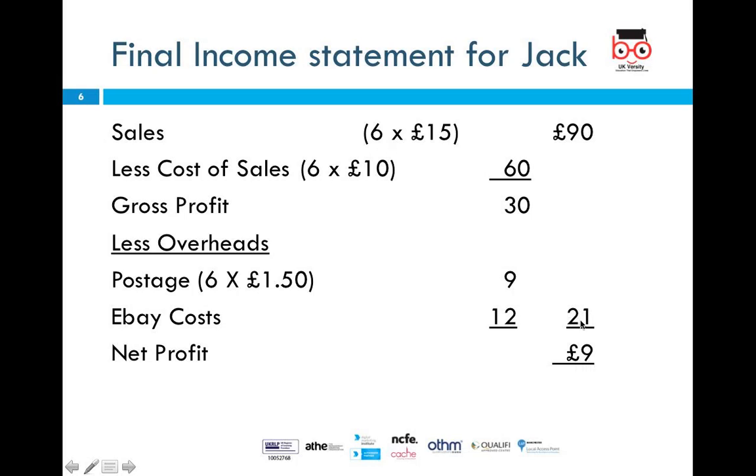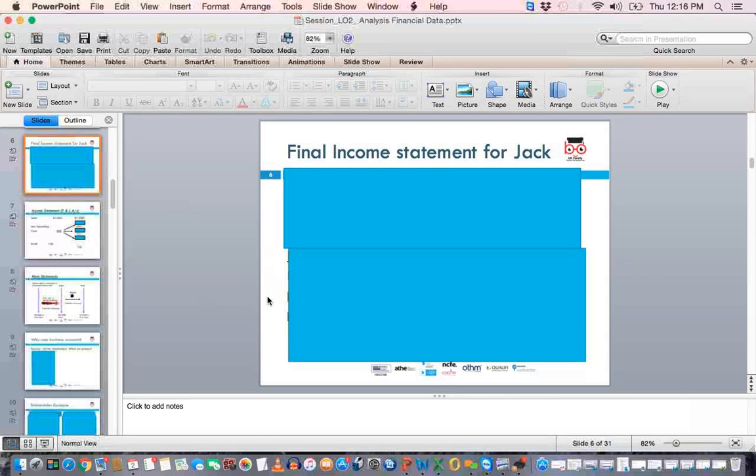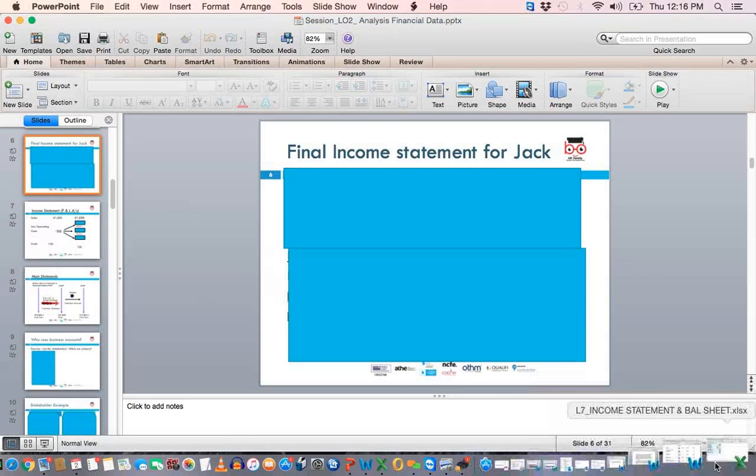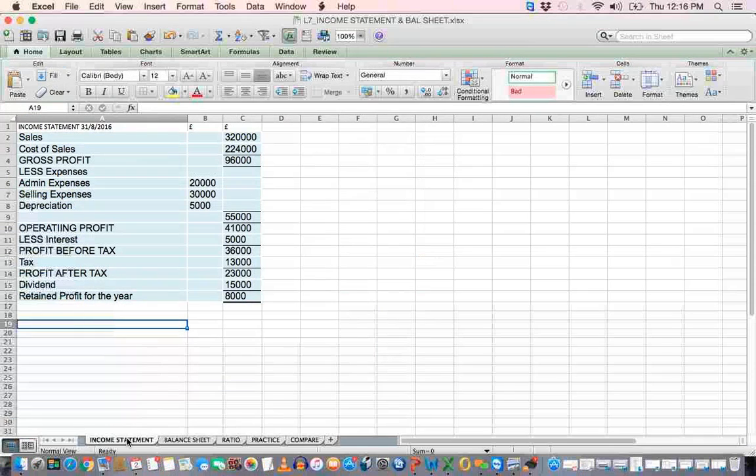So gross profit was £30, but the net profit is £9 because there is £21 of overhead costs. So this is the net profit, and that's called the income statement. On the income statement, we see the sales, we see the cost of goods sold, we see the different kinds of profit. Now I'm going to show you the different kinds of income statements. For example, this is the income statement.